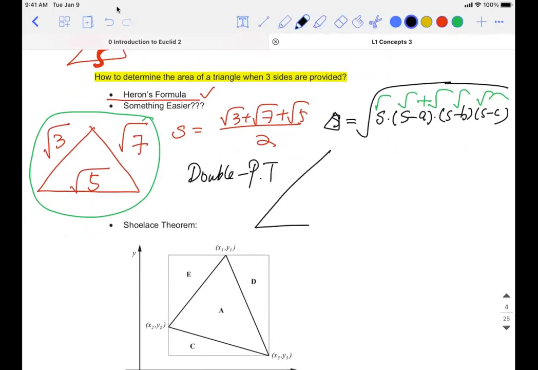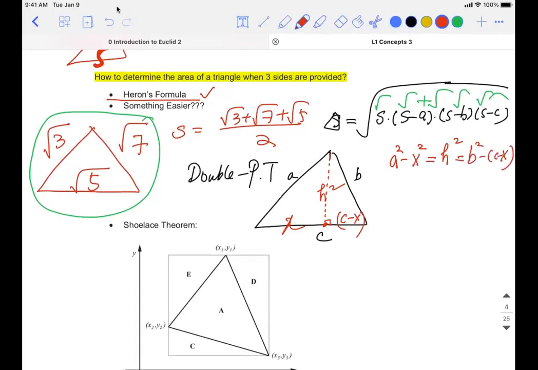What is that? The double Pythagorean theorem method means, let's say you have sides A, B, and C, right? You can basically draw a height here, okay? Let's say you call this part X. So this part is going to be C minus X, right? Because the two parts added together are equal to C. So what you can do is A squared minus X squared, which is actually your H squared, right? Using the Pythagorean theorem. That one is also B squared minus (C minus X) squared. Is that right? Makes sense.